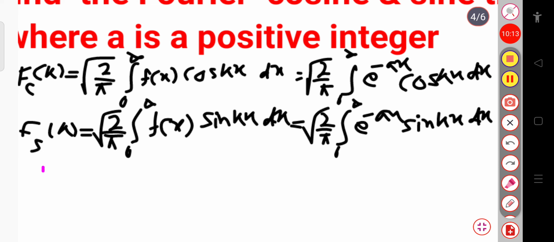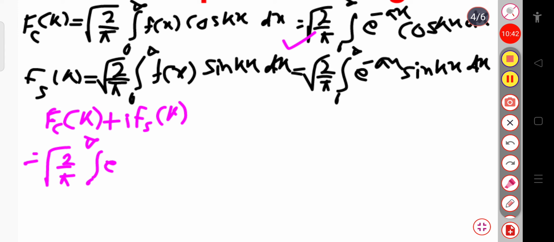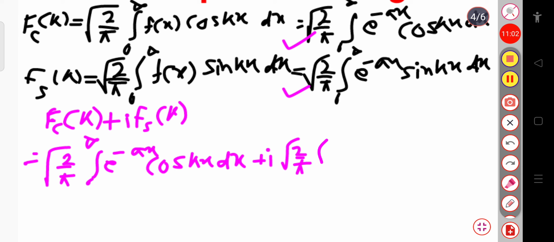Now if I write fc of k plus iota fs of k, then from these expressions this will be equal to root over 2 by pi integration over 0 to infinity exponential minus ax into cosine kx into dx, plus iota times root over 2 by pi integration over 0 to infinity exponential minus ax into sin kx into dx.